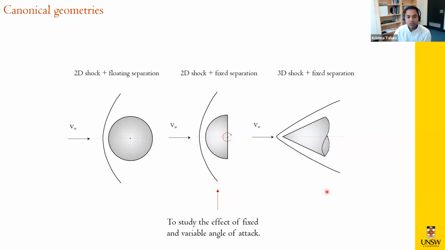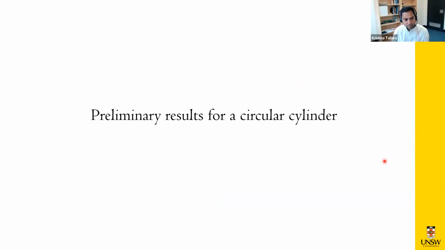And finally, we also want to test a conical shock, a cone, where you would have a three-dimensional shock. We know that a 2D and a 3D shock are quite different in the way they process turbulence intensities or free stream turbulence. So we want to see how 2D versus 3D shocks affect the wake oscillations behind these bluff bodies.